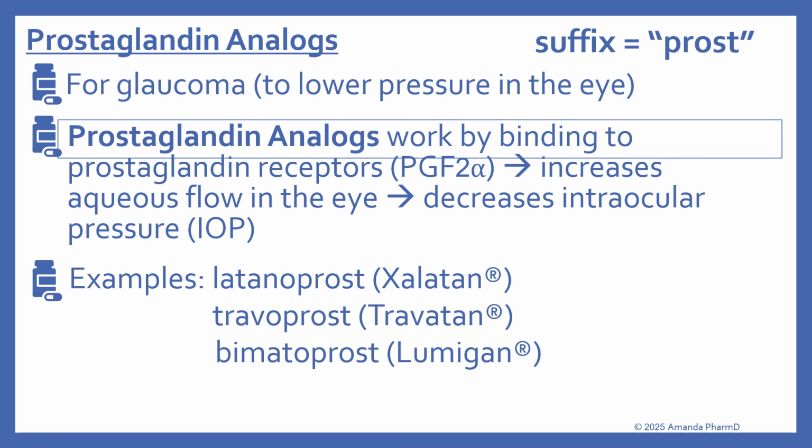Next are the prostaglandin analogs. These are for glaucoma, so to lower the pressure in the eye. The prostaglandin analogs work by binding to prostaglandin receptors, particularly the PGF2 alpha prostaglandin receptor. And this increases the aqueous flow in the eye, and this leads to a decrease in intraocular pressure, or IOP, as that's sometimes abbreviated. Some examples include latanoprost, brand name is Xalatan; travoprost, brand name is Travatan, and bimatoprost, brand name is Lumigan. The suffix for these prostaglandin analogs is -prost, P-R-O-S-T.